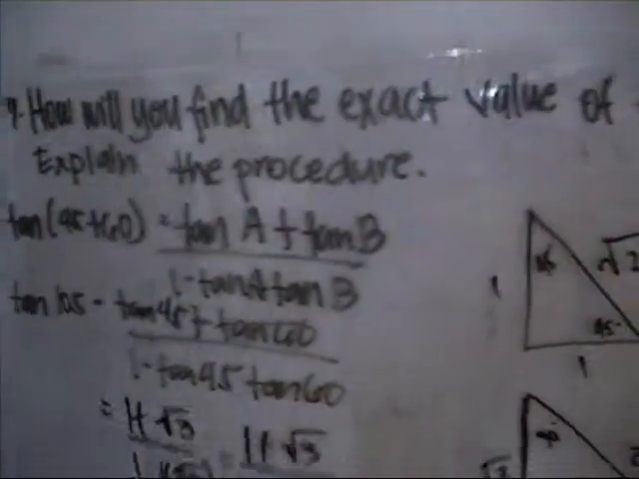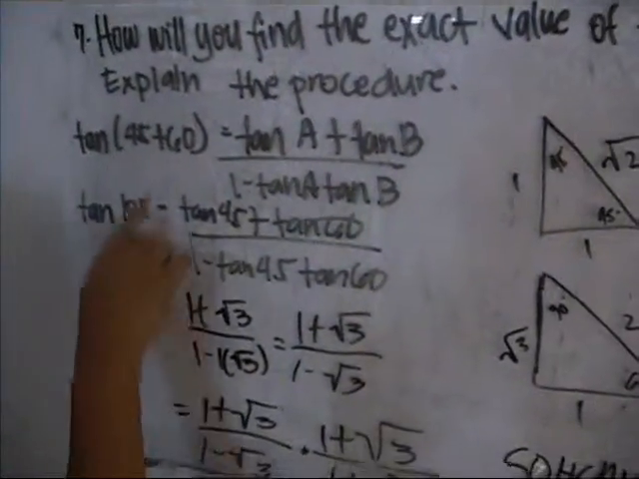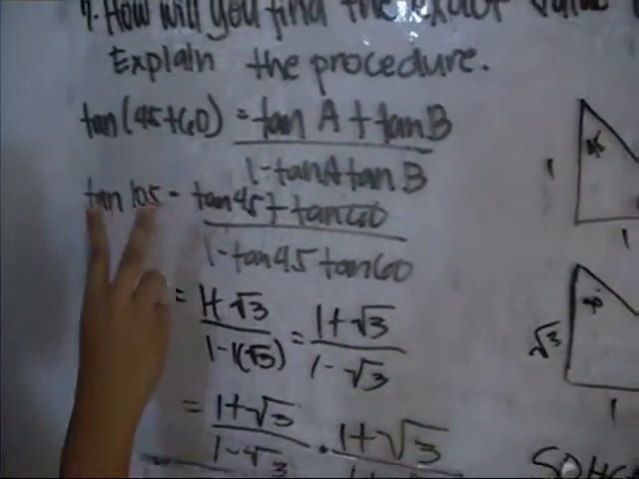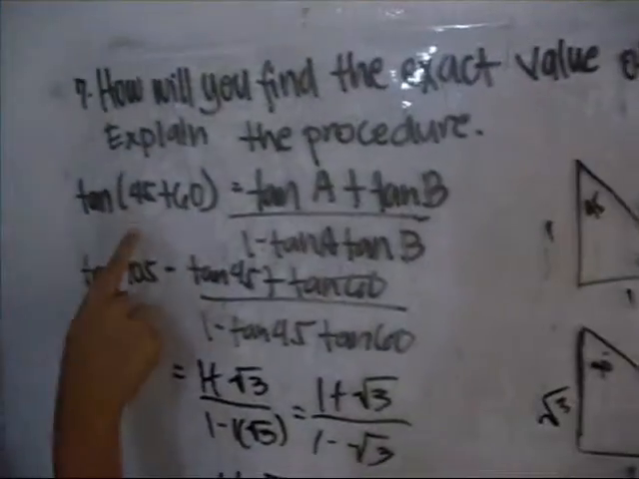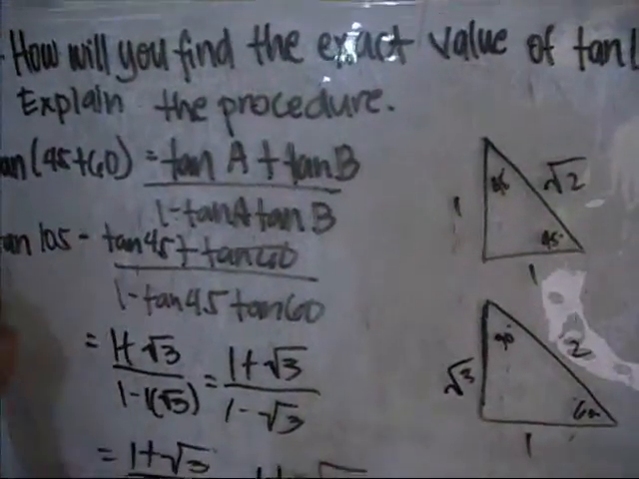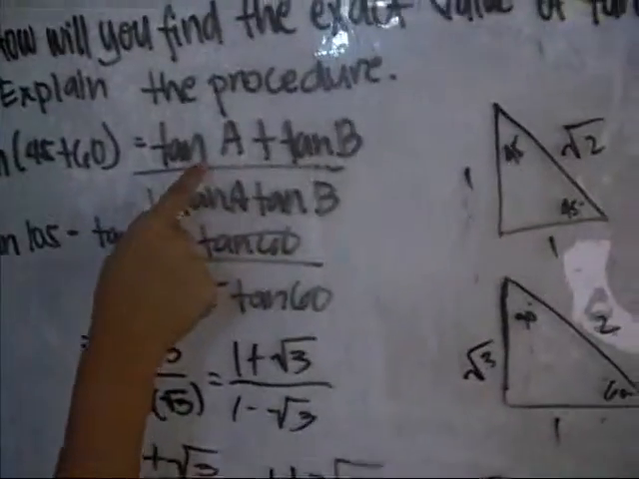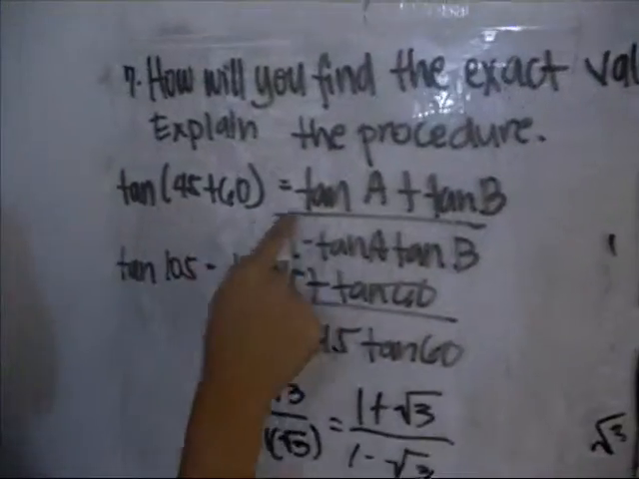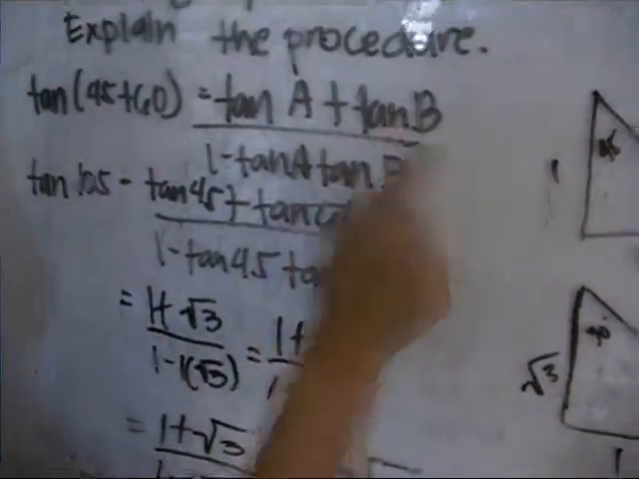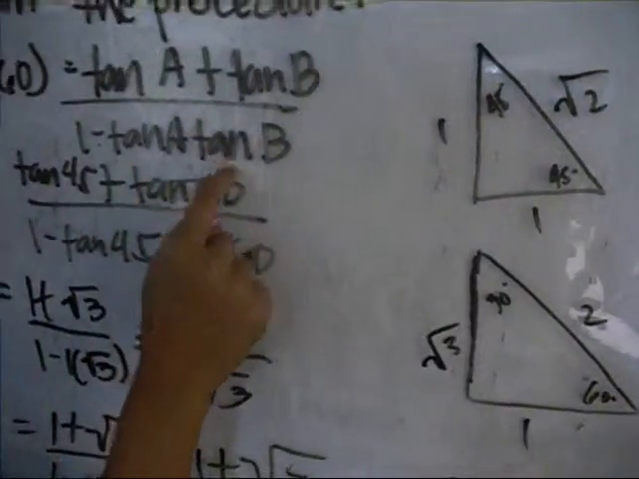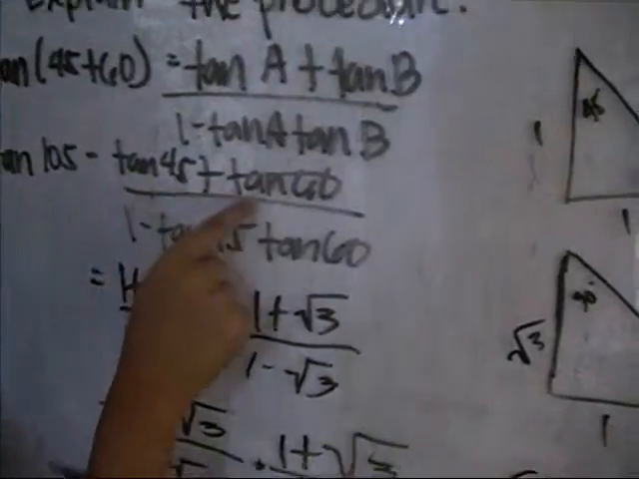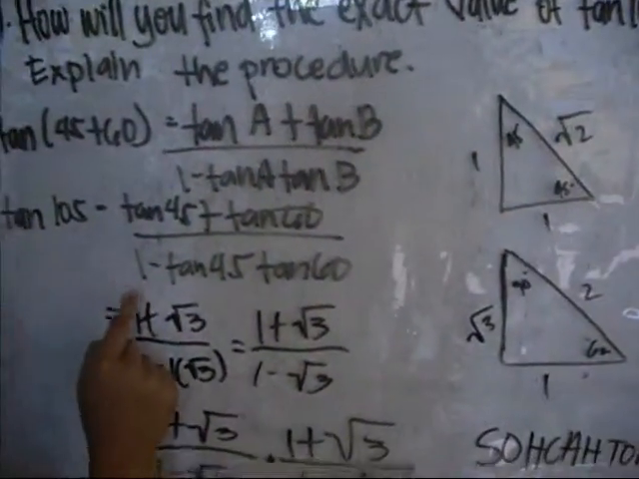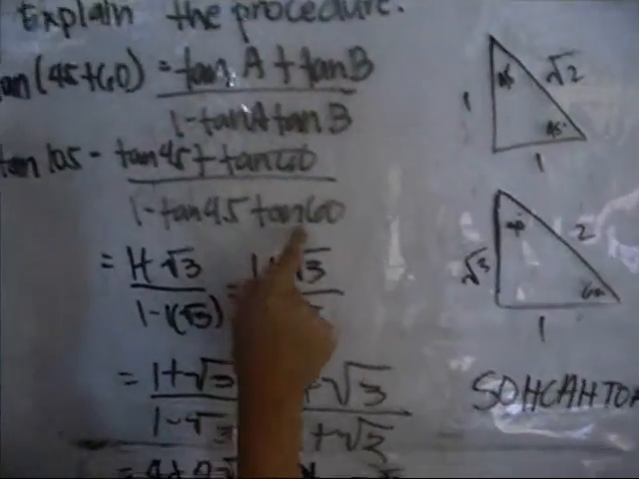Now find the exact value of tangent 105 degrees. Explain the procedure. First, we must find two values that will result in 105 if you add them, which are 45 and 60. And if we substitute the values of 45 and 60 into the equation tangent A plus tangent B over 1 minus tangent A times tangent B, the result will be tangent 45 plus tangent 60 over 1 minus tangent 45 times tangent 60.